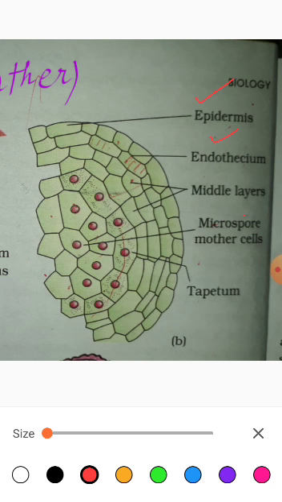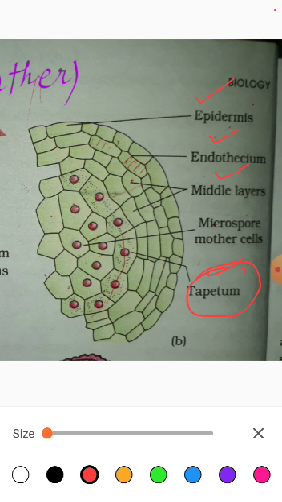Now, below the endothecium, there are 1 to 3 or sometimes 4 middle layers. You can see in the diagram, there are 1 and 2 middle layers. And below the middle layer, there is a very special layer which is known as tapetum. So, this is the tapetum. The epidermis, the endothecium and the middle layer, these three layers are protective in nature.